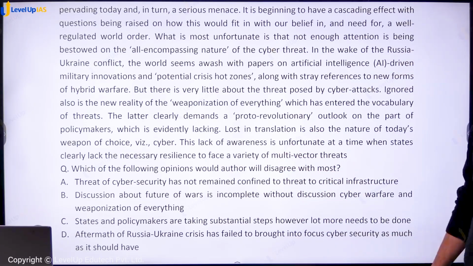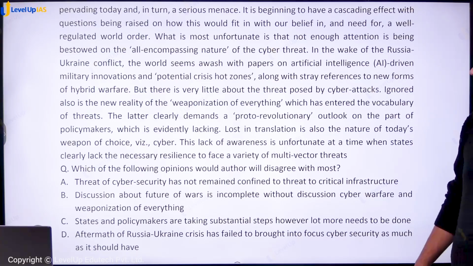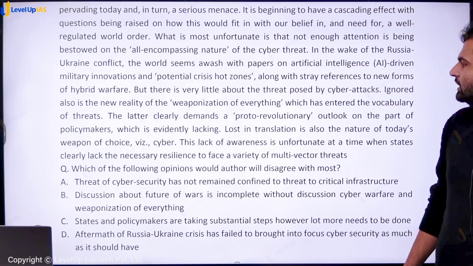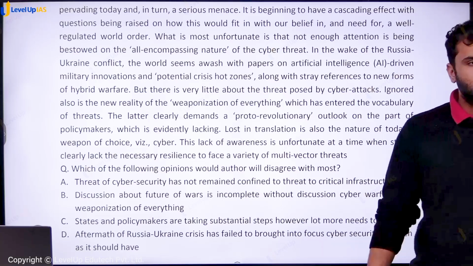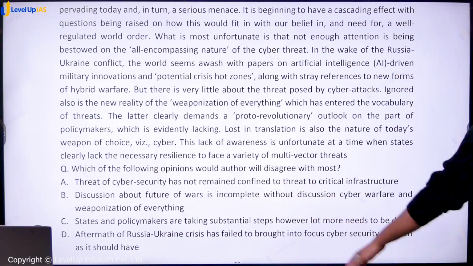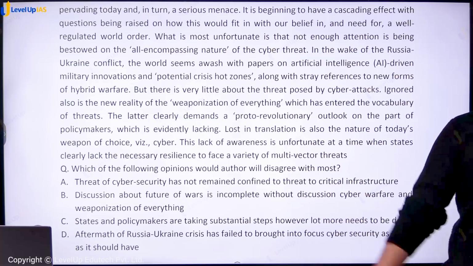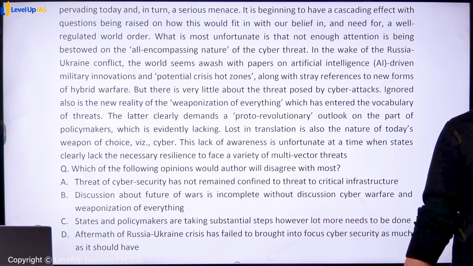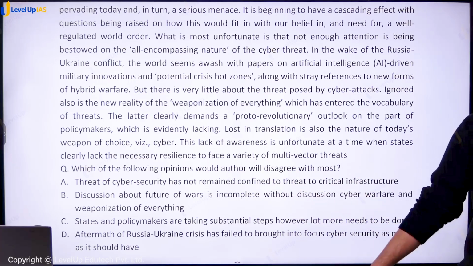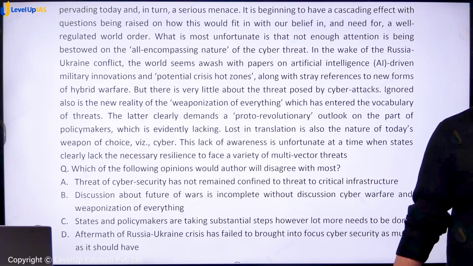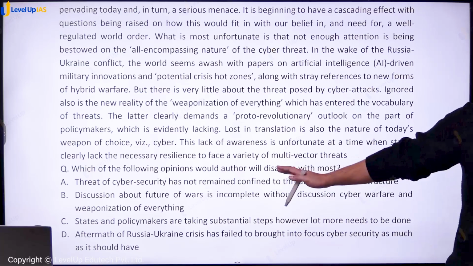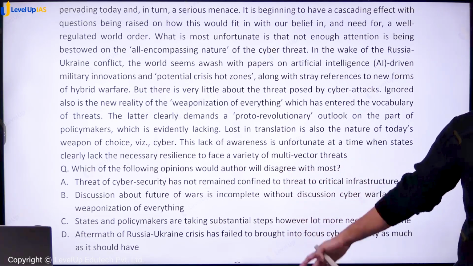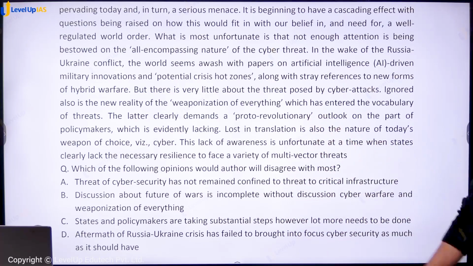The lack of awareness is unfortunate at a time when states clearly lack the necessary resilience to face a variety of multi-vector threats. There are other threats, multi-vector threats, and states clearly lack the resilience to face them. So author is concerned about all these security threats, and author has stated from his side. The author's opinion is clear. Policymakers are not keen on this, or maybe they don't understand the serious threats, or there is lack of awareness, which is unfortunate. That author is saying.